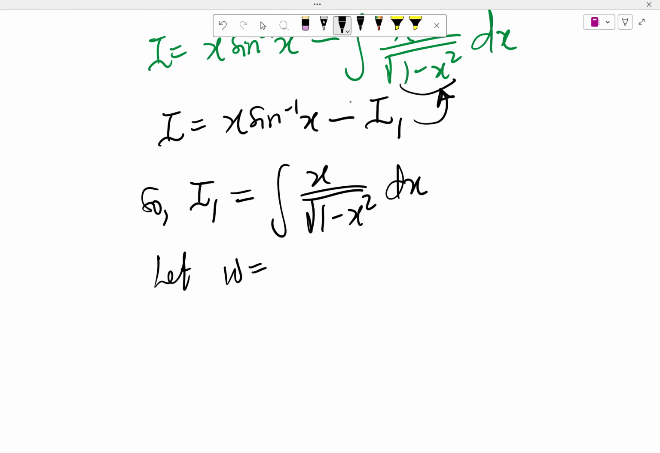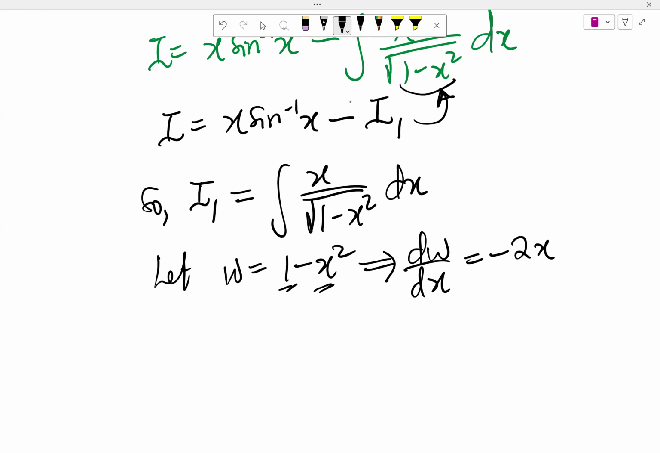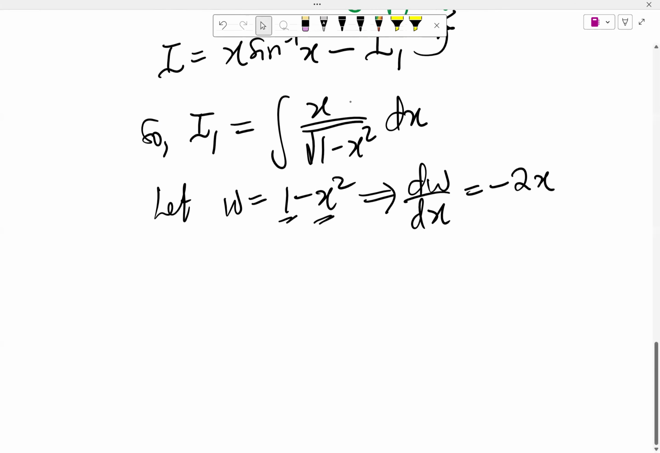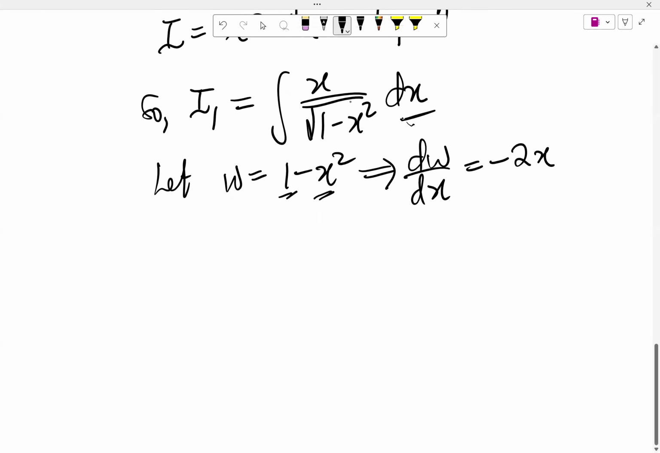w. So we can say let w be 1 minus x squared. And once you do that, that means that dw dx is equal to minus 2x, because when you differentiate 1, you get 0. When you differentiate minus x squared, you get minus 2x. And then you need x, right? You need this dx to be replaced. So you have dw equals minus 2x dx.